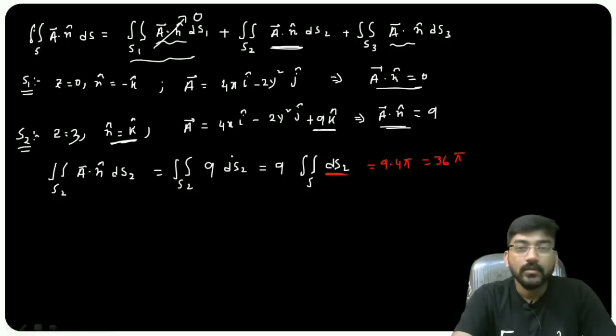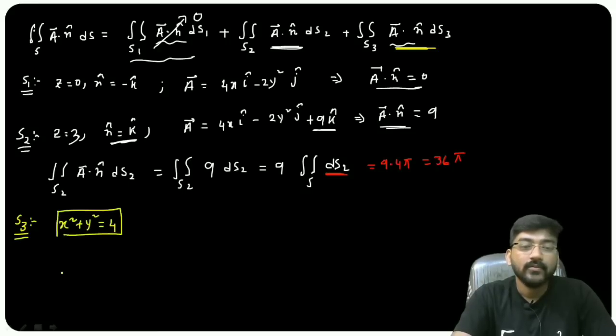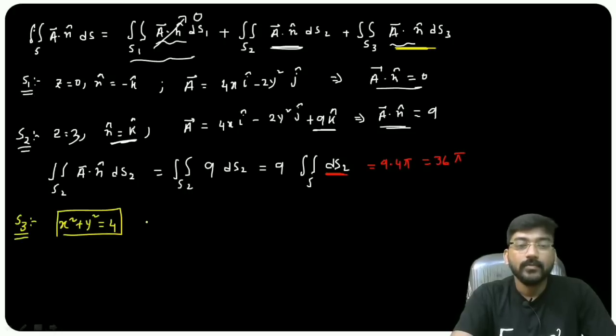That is a dot n cap ds3, and for s3 we have the surface x square plus y square is equal to 4. What does it mean? It means this curved surface. Now for a curved surface, you have to find out n cap first. So what will be your n cap? N cap will be just grad phi divided by mod grad phi.